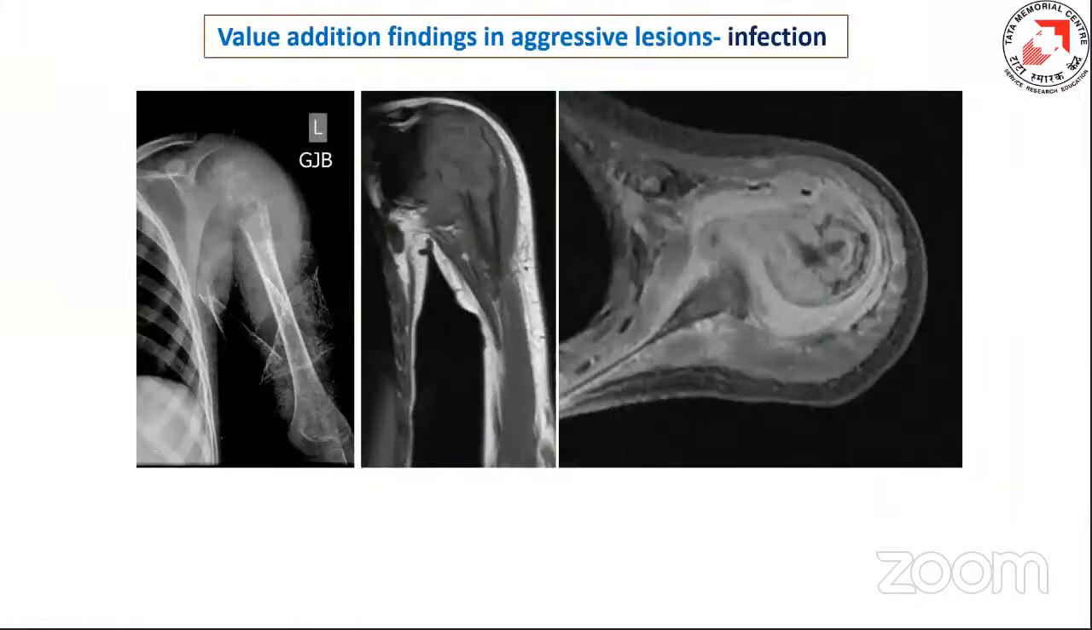Next slide, please. Even though we know that on X-ray a lesion looks very aggressive, MR will help in narrowing the differential, whether it is an infection or a neoplastic etiology. In the second image, there is a serpentine T1 hyperintense area, a lot of necrotic lymphadenopathy, and there is joint involvement. All this indicates that we are dealing with an aggressive lesion, but it is going to be an infection. In this particular case, it turned out to be a tuberculous osteomyelitis. Next slide, please.